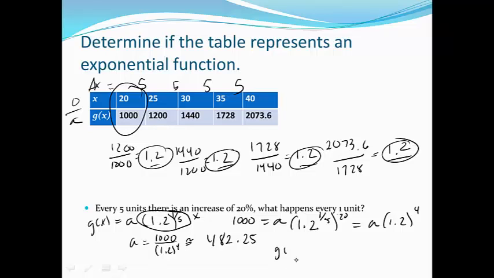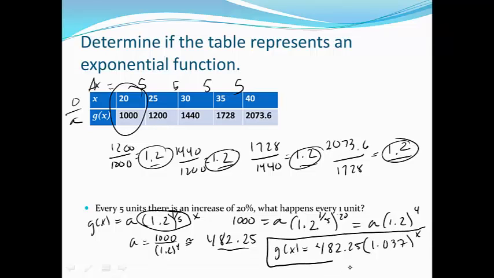So our exponential formula should be our initial amount a that we just solved for, 482.25, times our growth factor, and now I'll actually calculate 1.2 to the 1/5, and that again will be an approximation of 1.037 to the x. So our exponential function is 482.25 times 1.037 to the x value, and that is as close as I can get to a formula for this numerical representation of an exponential function.